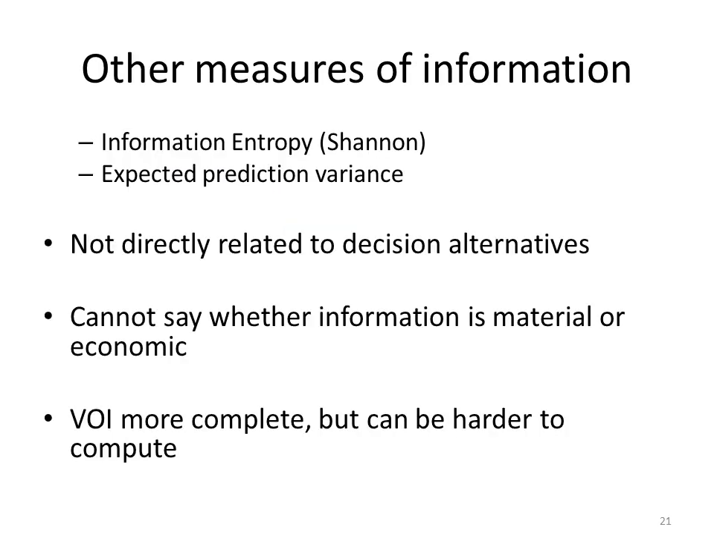There are other measures of information that are not directly related to any decision alternative. For example, information entropy, Shannon's information entropy, expected prediction variance, and they have their uses, of course. They can be used in certain contexts, but they cannot say whether the information is material or economic. They only address the relevance of the information to the uncertainty. It is not directly related to decision, these measures, so they are incomplete. VOI, the decision theoretic VOI analysis, is more complete, but it is more challenging to compute. It requires much more sophisticated modeling.